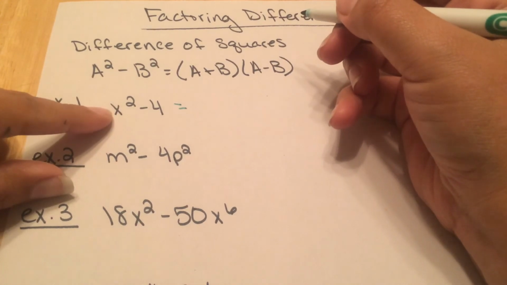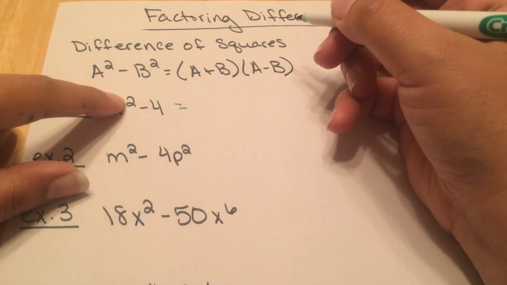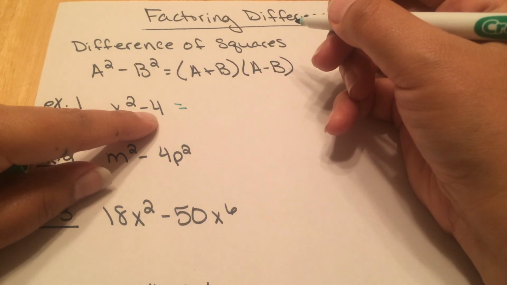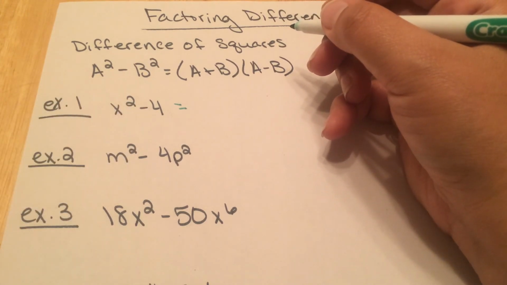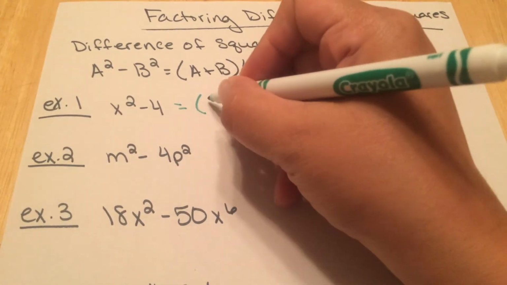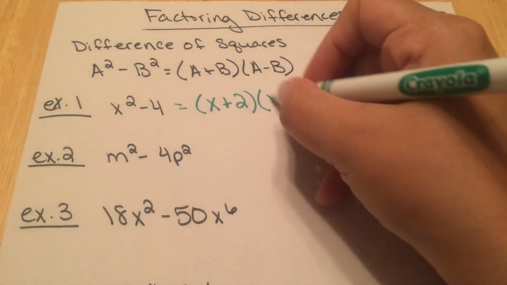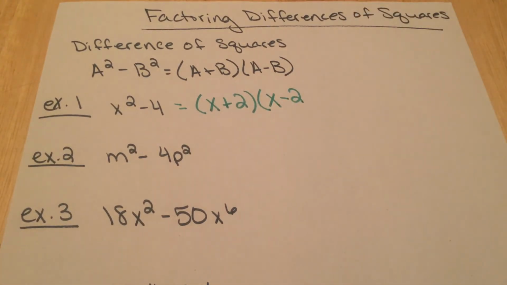So I know that this is a perfect square, x squared, because it has the 2. I know that this is a perfect square. That's the one thing we care about, if they're perfect squares. Since they're perfect squares, we know we're going to have x plus 2 times x minus 2.